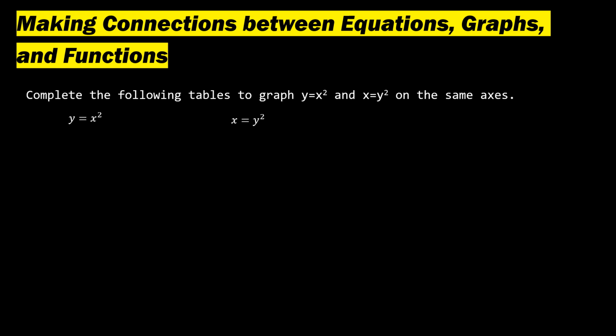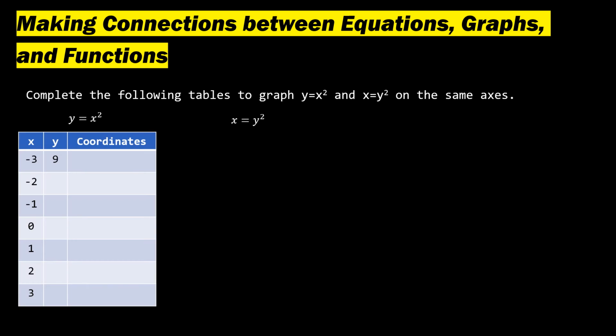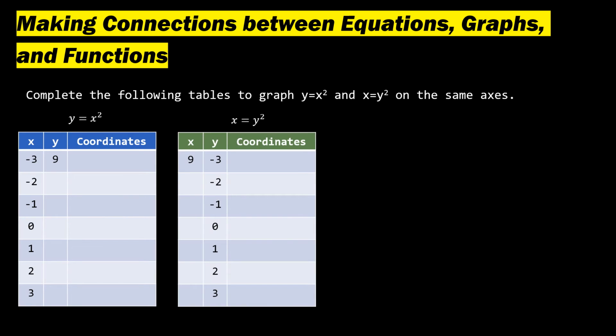Let's see if we can make some connections between the equations, their graphs, and functions. It says complete the following tables to graph y equals x squared and x equals y squared on the same axis. So let's get those tables up first. Okay, y equals x squared. This is our basic parabola that we would have learned in grade 10.